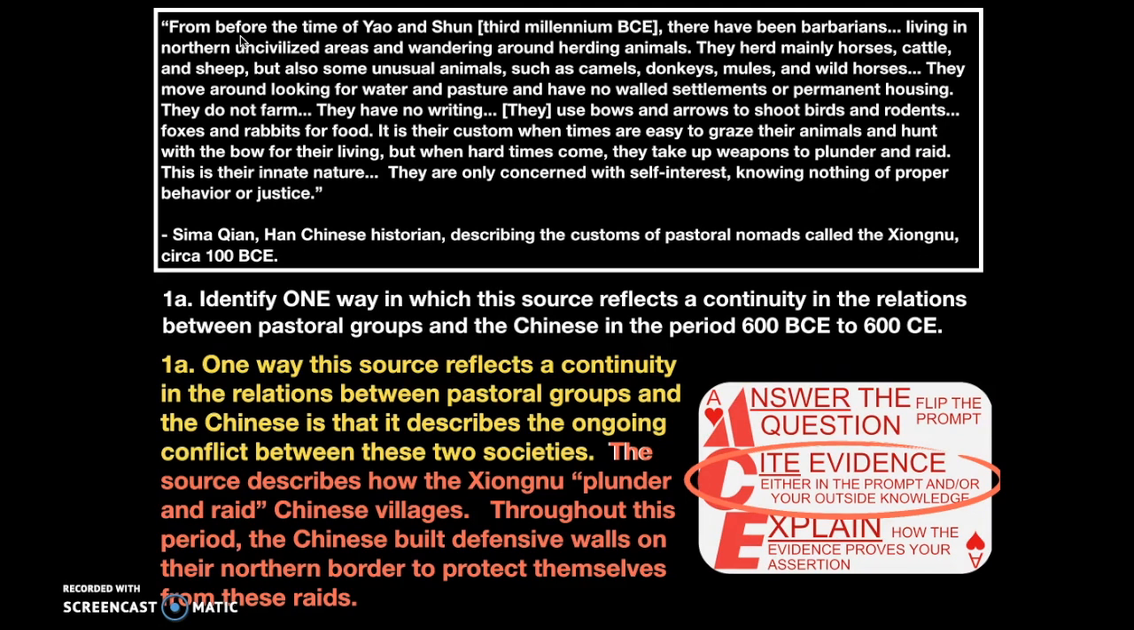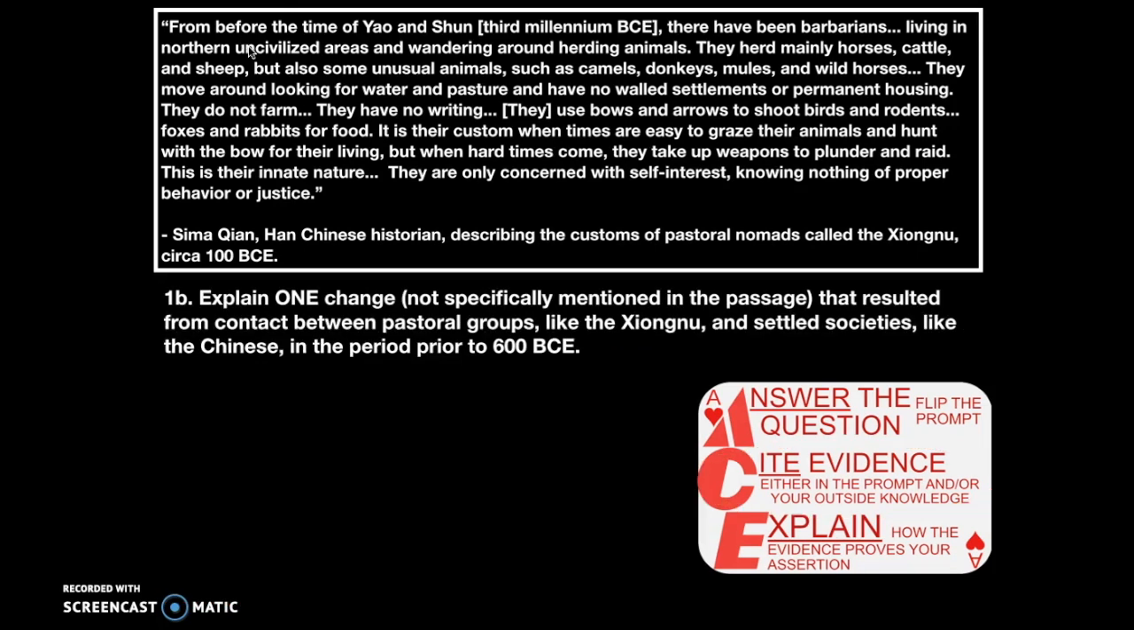So notice in this particular case, because the question only states identify, you really don't need to go to that next step and explain. So for subpart A, it's probably unnecessary to explain just as long as you've answered the question and cited evidence. All right, so question 1B asks us to explain one change not specifically mentioned in the passage that resulted from contact between pastoral groups like the Xiongnu and settled societies like the Chinese in the period prior to 600 BCE. So for this question, we need to, again, answer the question.